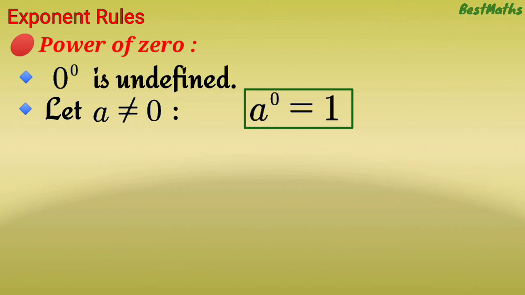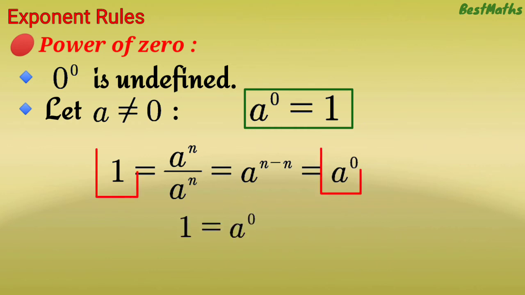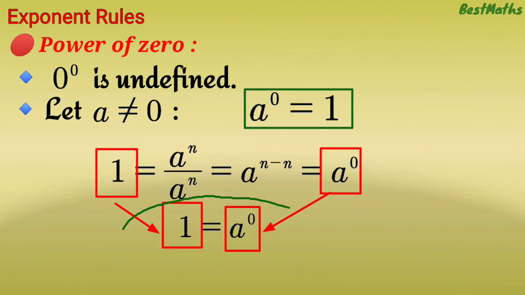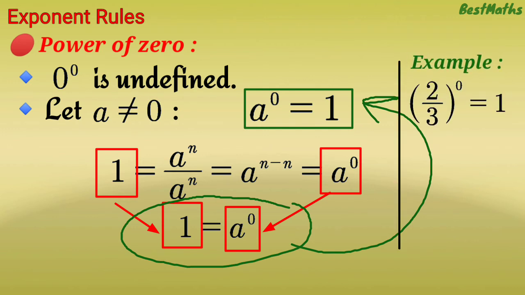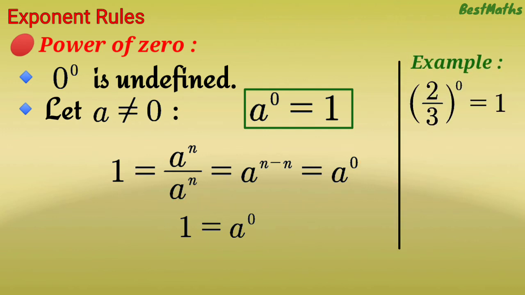Usually, this is taken as a definition, but this makes sense if you have something like a to the n power divided by a to the n power. Certainly, that has to equal 1 because anything divided by itself is just 1. But here, we notice that the two powers have the same base, so we can use the quotient rule. We get a to the n minus n power is equal to a to the 0. Therefore, any number raised to the 0 power is just 1. For example, 2 over 3 all raised to the 0 is equal to 1. Another example, square root of 3 raised to the 0 is equal to 1.